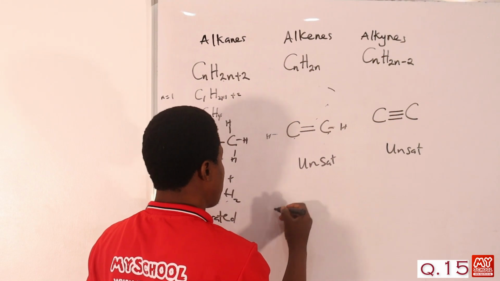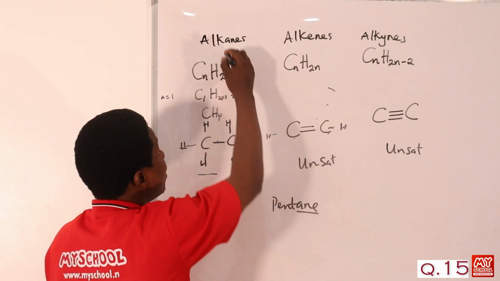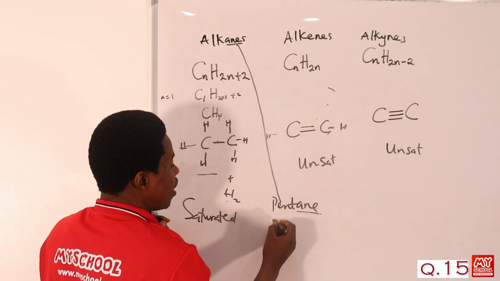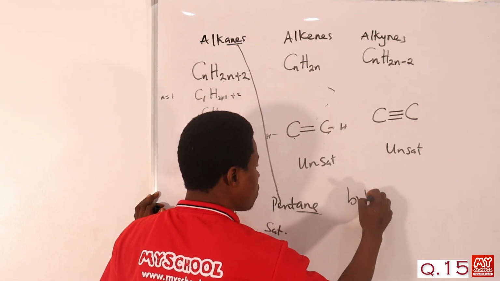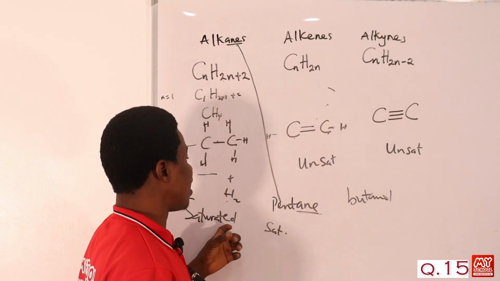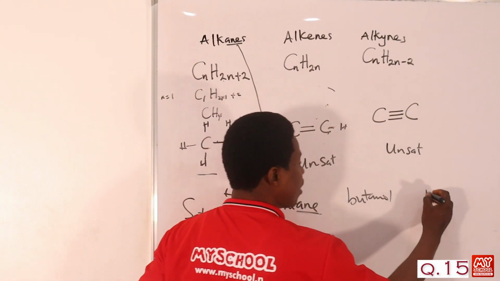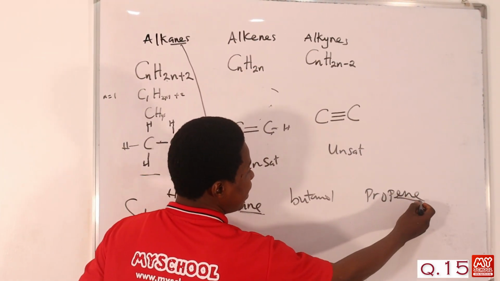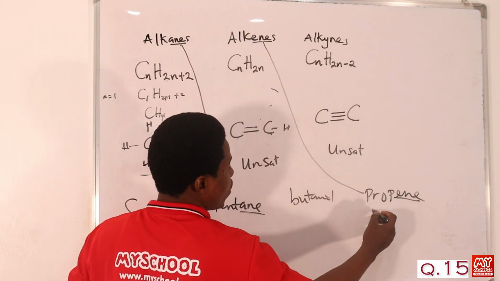So if you look at the options, we have pentane. Option A says pentane, ending with ANE. That's how you know the alkanes easily. Pentane is an alkane, so it is a saturated hydrocarbon. The second option is butanol. Butanol is an alkanol, and we cannot say it is an unsaturated hydrocarbon because it is already filled. Then we have propene, which has ENE here, just like the alkenes.